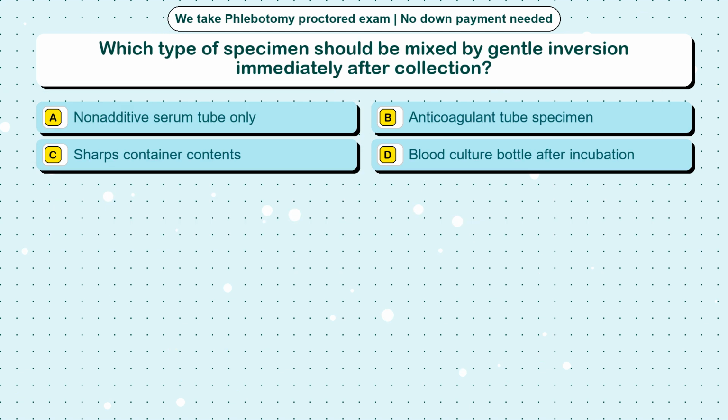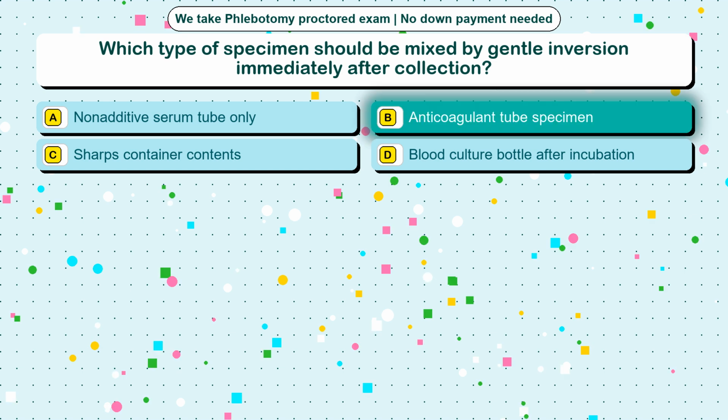Question 79. Which type of specimen should be mixed by gentle inversion immediately after collection? Option A, non-additive serum tube only. Option B, anticoagulant tube specimen. Option C, Sharps container contents. Option D, a blood culture bottle after incubation. The correct answer is option B, anticoagulant tube specimen.